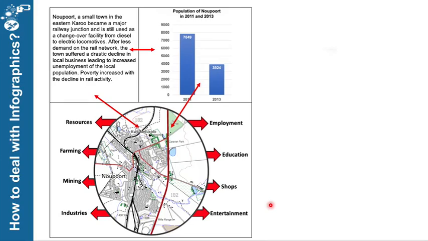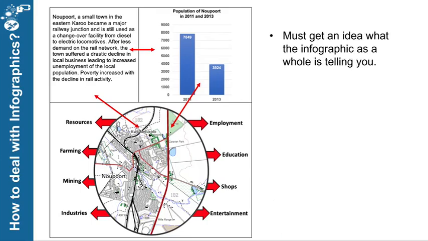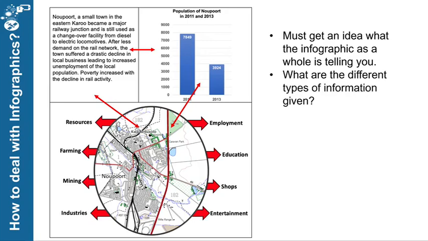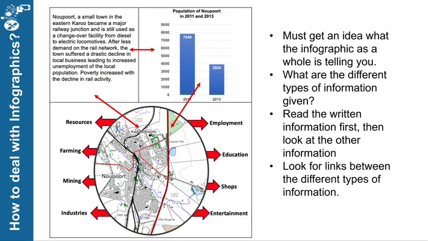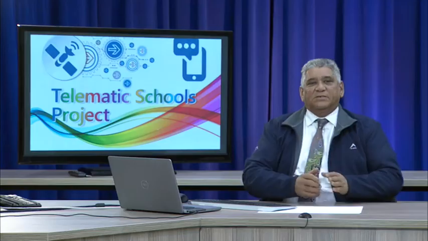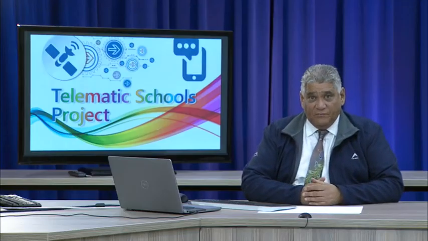When you do infographics, you must bear a few things in mind. Firstly, get an idea of what the infographic as a whole is telling you. Secondly, what are the different types of information given? Then, read the written information first and then look at the other information. Then, look for links between them. These things are all linked because it's the same topic, right? Now you are ready to answer your infographic as well.